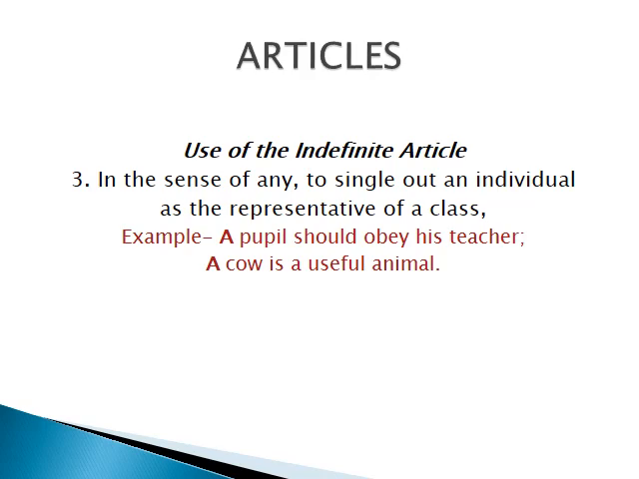Indefinite article is also used in the sense of any, to single out an individual as the representative of the class. For example, a pupil should obey his teacher. A cow is a useful animal. Here we are referring to all the pupils or all the cows.